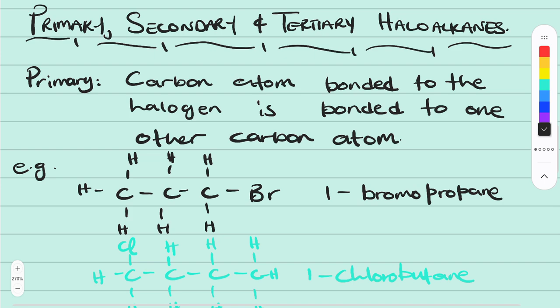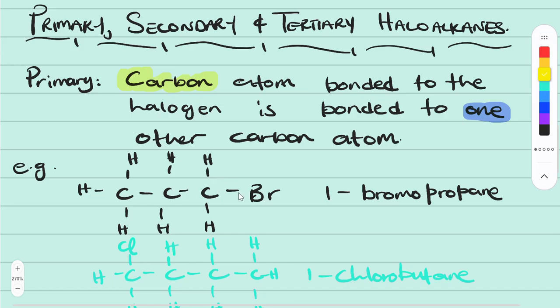You will be asked about primary, secondary, and tertiary haloalkanes. Your primary haloalkanes are the ones where the carbon atom bonded to the halogen is bonded to what? One other carbon atom. So the main celebrity here is the carbon atom. Basically, when you give this definition, you have to start with the carbon atom. You cannot start with the halogen.